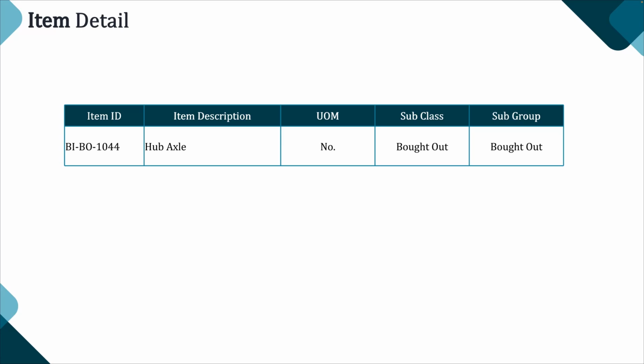And this slide consists of the details which you are going to enter in our ERP. So it consists of your item ID, your item description, the item which you are going to enter, and UIM, that's unit of measurement, then comes your subclass and subgroup.